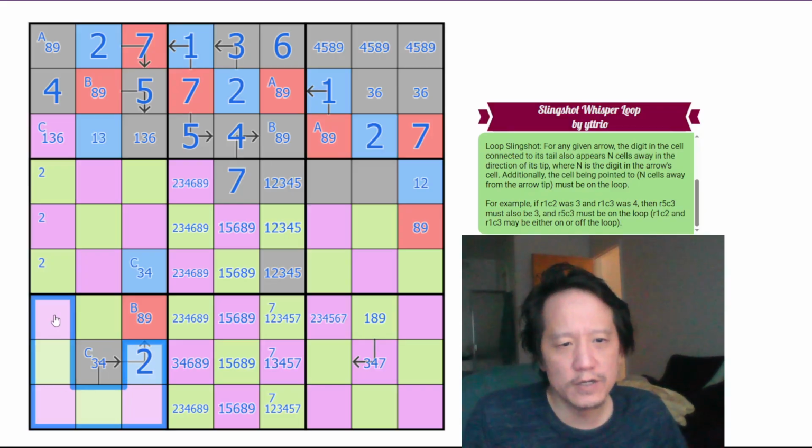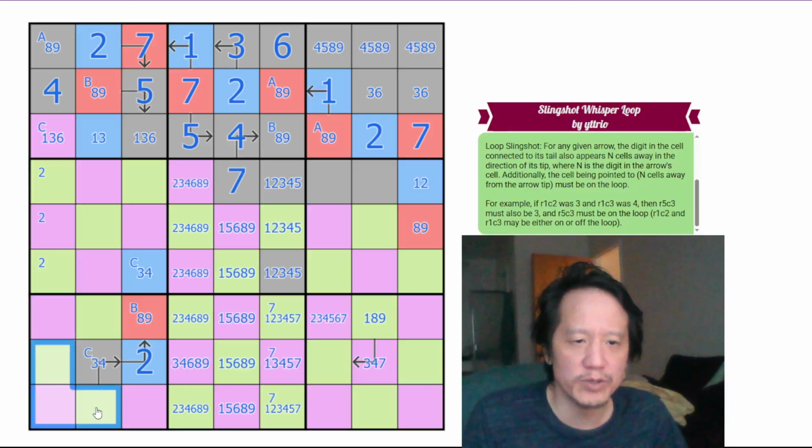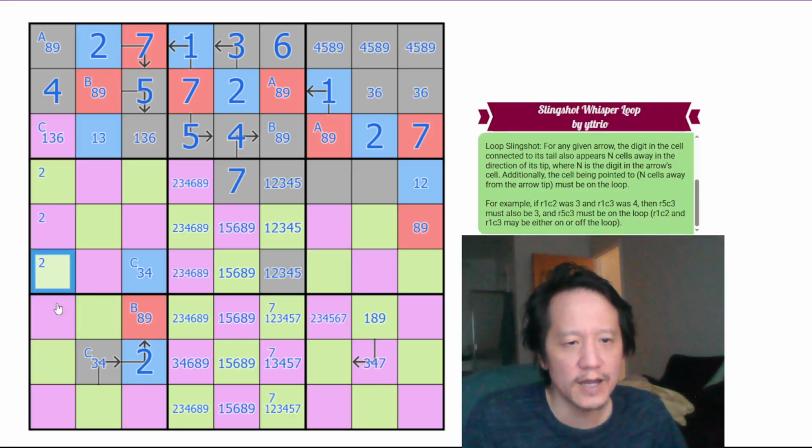That would mean these red digits would have to be... This could never be 6, right? This could never be 6. It would be between 2 unique digits on a German whisper line. Same here. This would be next to 2 unique digits on a German whisper line. So this would have to be 6, but then that also can't be... That also has to be between 2 unique digits on a German whisper line. So it cannot go this way. So that means this is never on the loop.